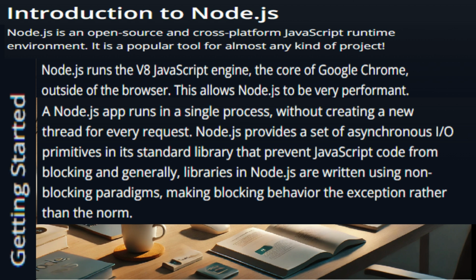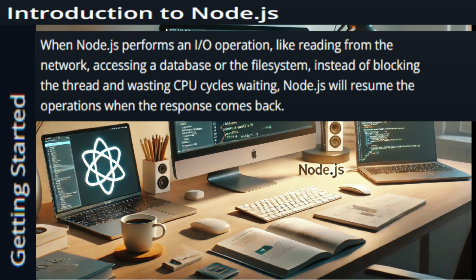Node.js provides a set of asynchronous I/O primitives in its standard library that prevent JavaScript code from blocking, and generally, libraries in Node.js are written using non-blocking paradigms, making blocking behavior the exception rather than the norm. When Node.js performs an I/O operation, like reading from the network, accessing a database, or the file system, instead of blocking the thread and wasting CPU cycles waiting, Node.js will resume the operations when the response comes back.